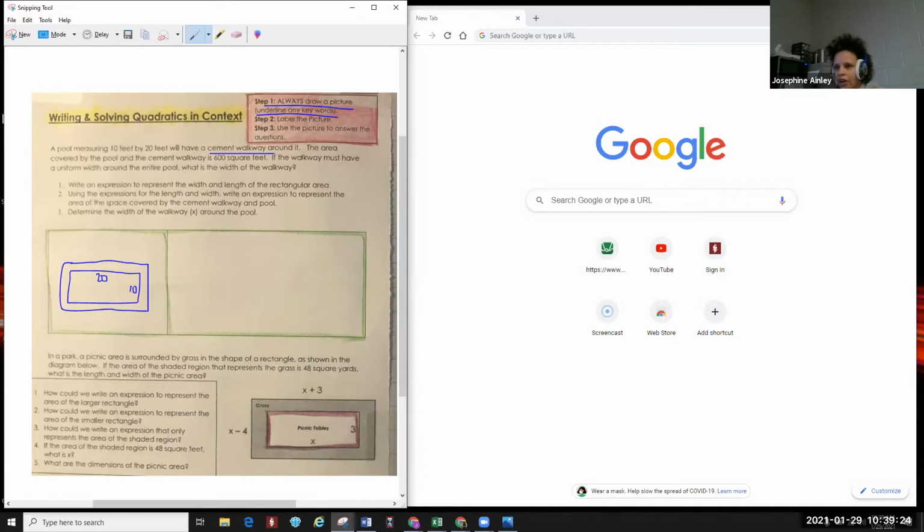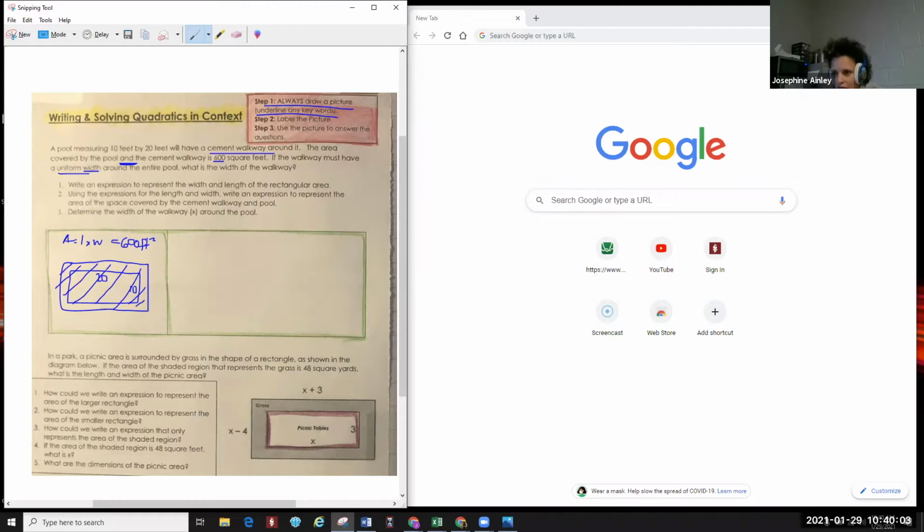Okay, the area covered by the pool, and so you see me underline keywords. So it's covered by the pool and the cement walkway is 600 feet. That means that everything inside this whole place is 600. Okay, so everything. And how do you find the area of a rectangle? Area of a rectangle is length times width. So when I take the length and the width and multiply together for both sides, I'll get 600 square feet, so feet squared.